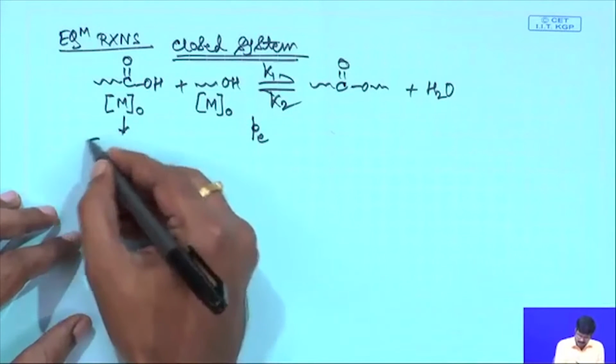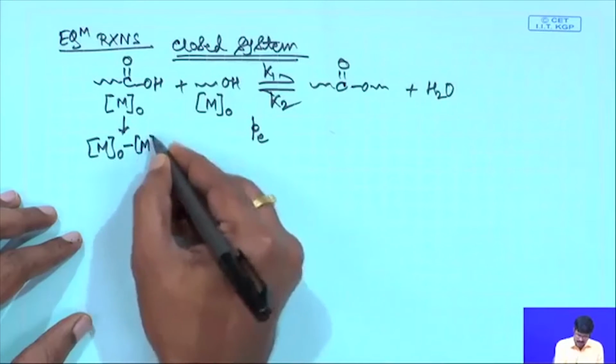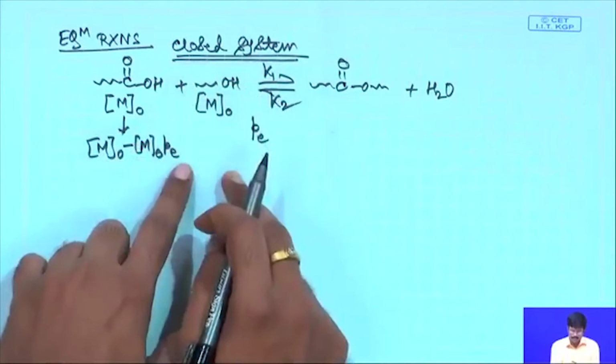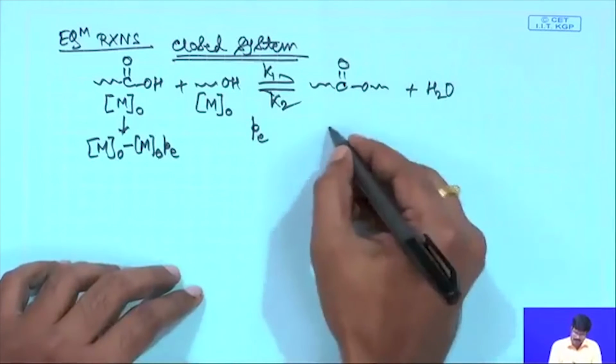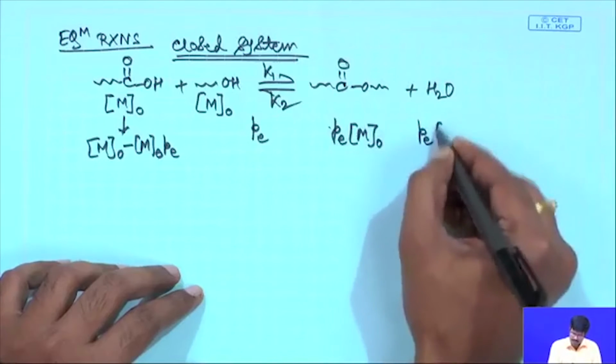It will become M0 minus M0 into PE. Same concentration will be for this. What will be the concentration of the products? It will be PE into M0 and this will also be PE into M0.